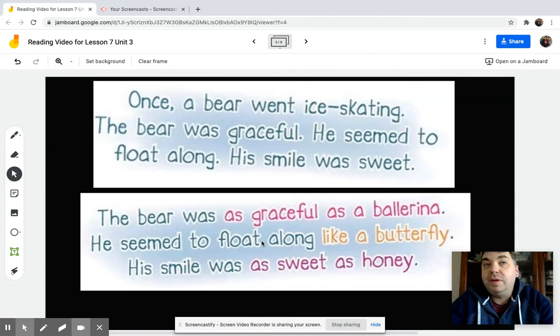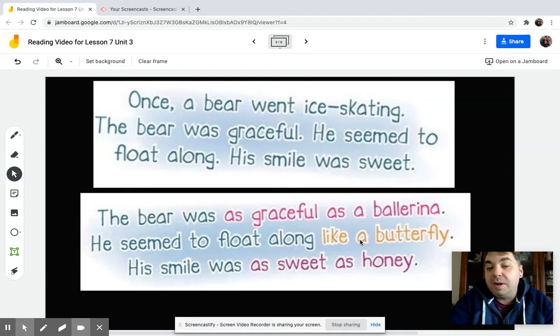So think about what a ballerina looks like when they're dancing and how graceful they could be. And that's the comparison between the bear and a ballerina. And then it also says he seemed to float along like a butterfly. Think about that, like a butterfly kind of floating around in the air, and that's how graceful he is.